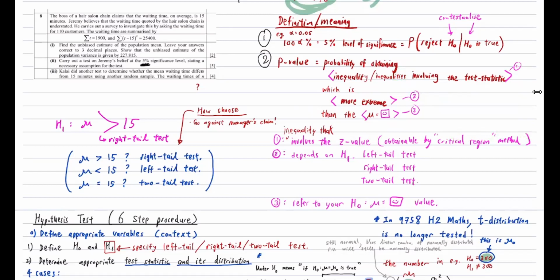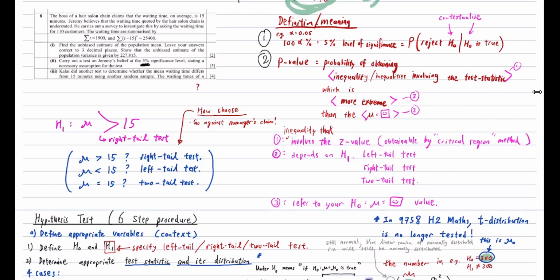The other case, part two, is when it's more extreme. This depends on the context: whether your H1, your alternate hypothesis, is a left tail, right tail, or two-tailed test. What does more extreme refer to? It means that you are inside the critical region. Does that make sense?